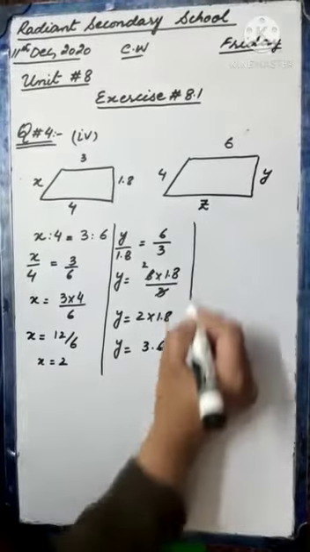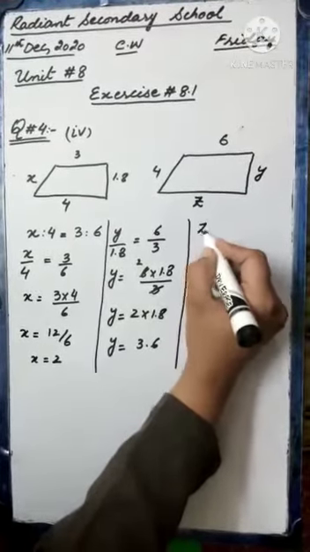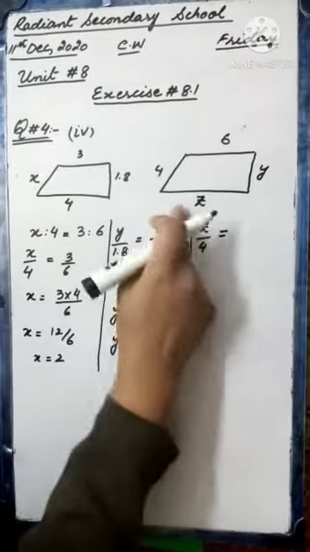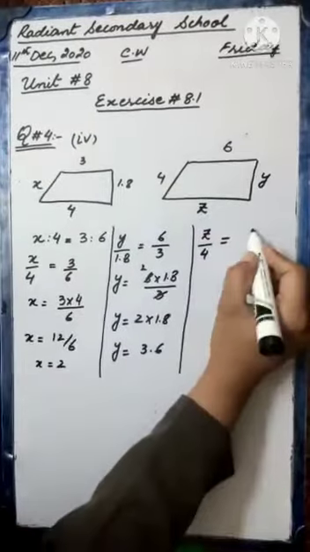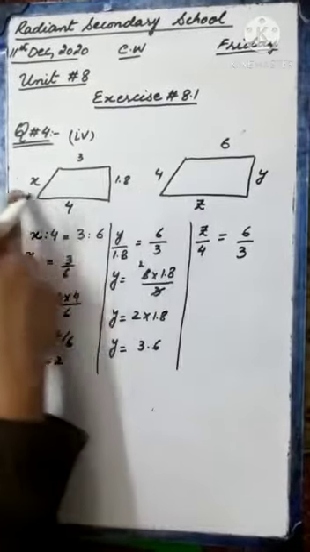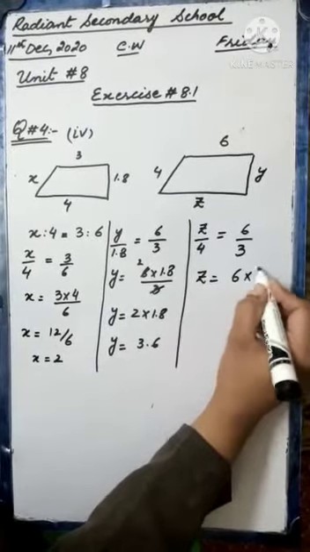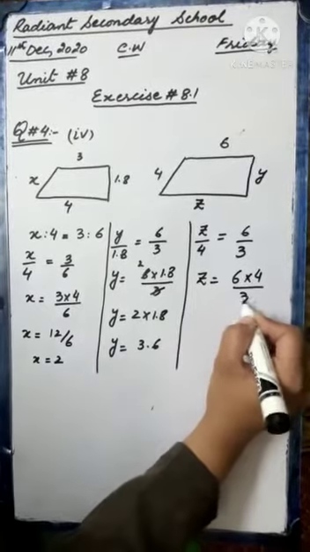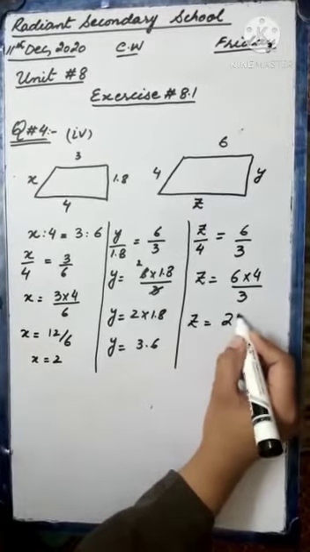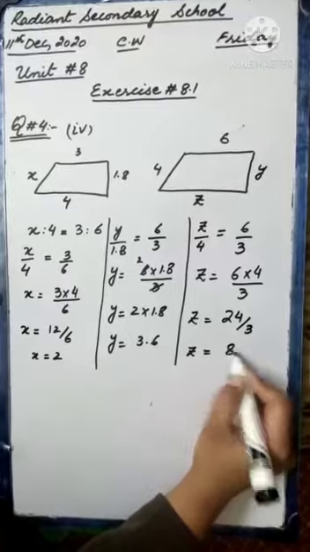that is equal to 3.6. Now for z, we have to find the value of z. We will make the ratio z ratio 4 equals, again you can take this ratio 6 ratio 3. You can also take 4 ratio x. Okay, z will be equal to 6 multiplied by 4 divided by 3, and z is equal to 24 by 3, and z will be equal to 8.